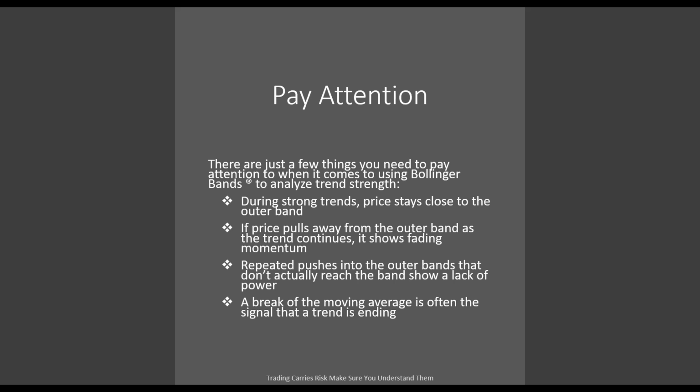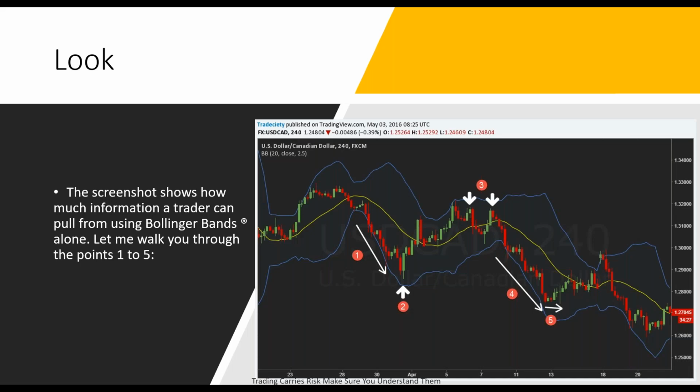to analyze trend strength. During strong trends, price should stay close to the outer band. If price pulls away from the outer band as the trend continues, it shows fading momentum. Now, the outer band is either an upper band or a lower band. Repeated pushes into the outer band that don't actually reach the band show a lack of power. A break of the moving average is often the signal that the trend is ending.